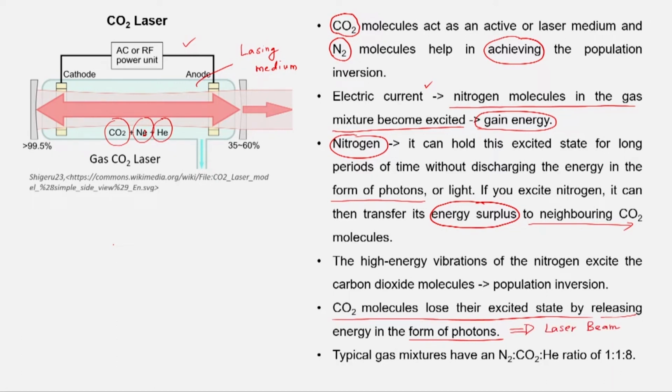Now, when these CO2 molecules come to the ground state, some energy will remain with them, and that remaining energy will be given to the helium gas. That is called the relaxation process. So, the extra or residual energy with the CO2 molecules will be given to the helium. Now, if you look at the gas mixture, you can note that nitrogen and carbon dioxide are in almost equal proportion inside the mixture, and the majority is the relaxation gas, that is the helium.